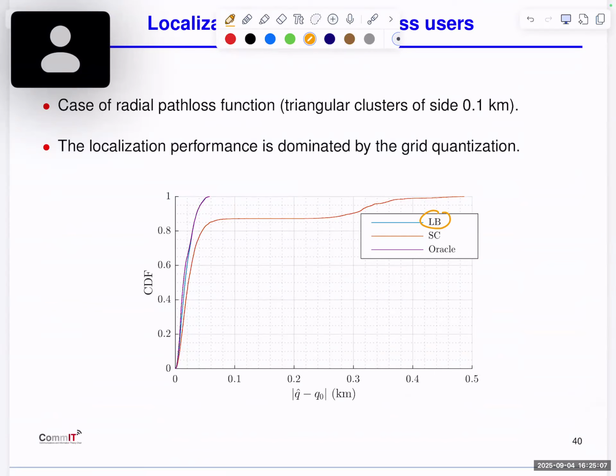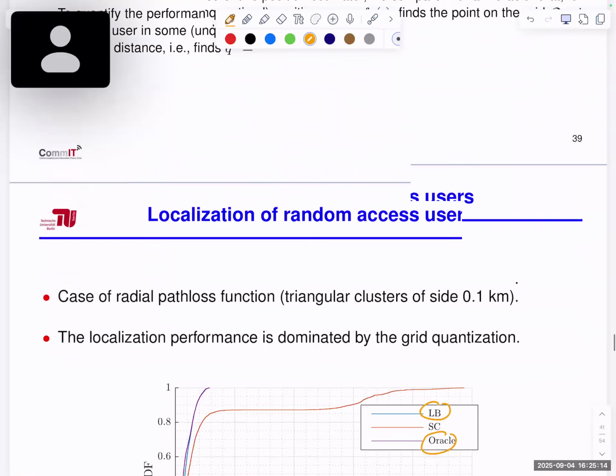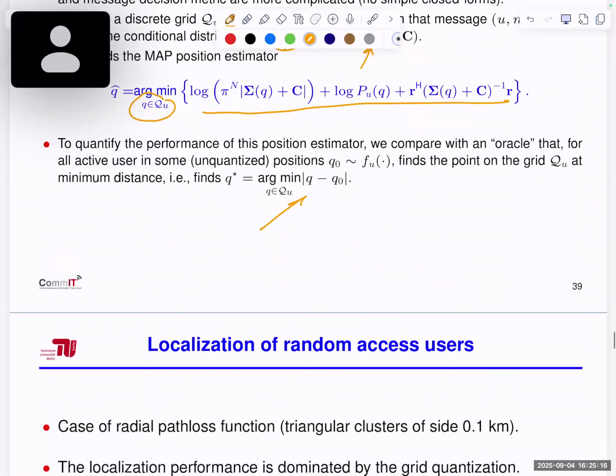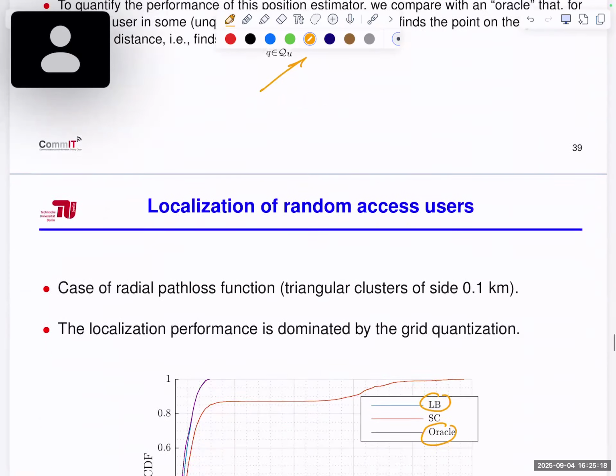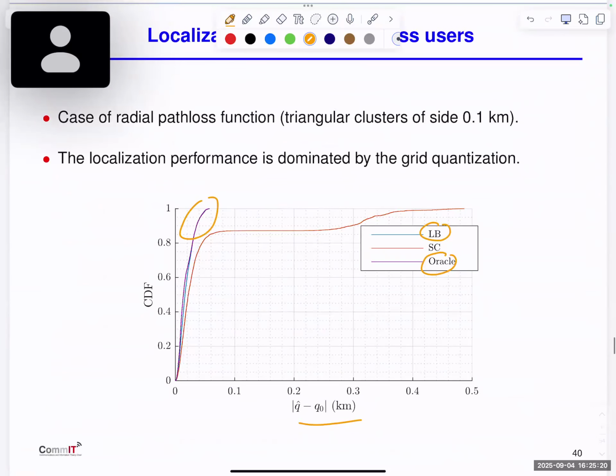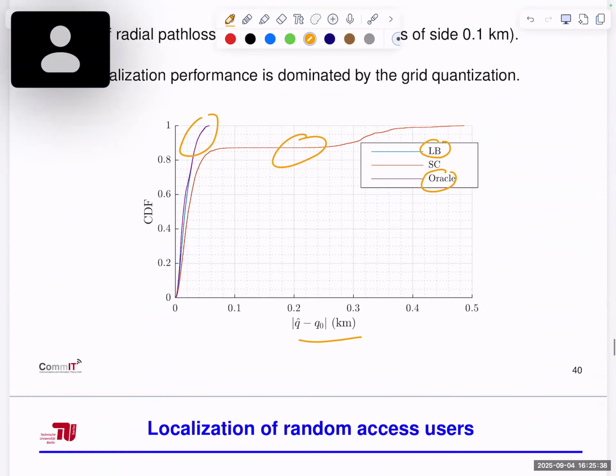This is the histogram of the localization absolute error in kilometers, and this is the oracle, which is simply the quantization to the closest point in the grid. We see that this error is essentially dominated by the quantization of the grid, so it is essentially on the oracle. By comparison, this would be the performance when we don't partition the codebook, so every user can use any codebook anywhere. And of course, this works much worse.